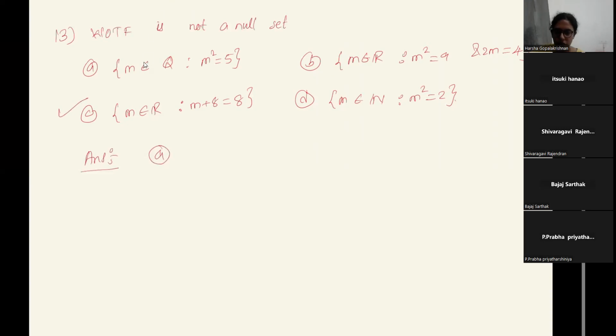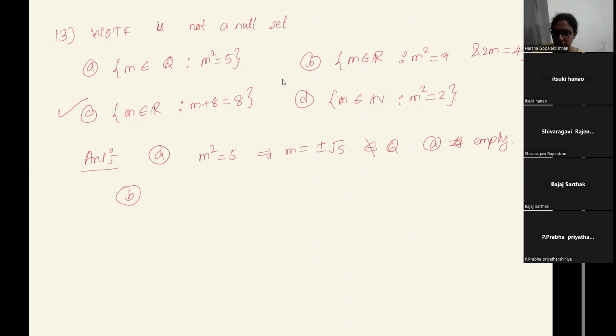The condition is the set of all elements in Q such that m square equals 5. Does there exist an element in Q such that m square equals 5? m square equal to 5 means m equals plus or minus root 5, which does not belong to Q. Okay, so A is an empty set. Is the first option clear for everyone? Yes, teacher.